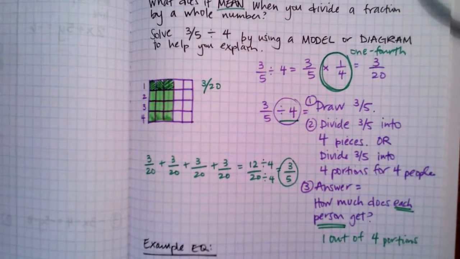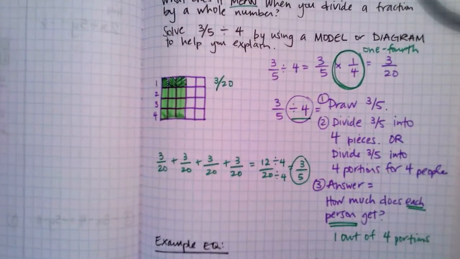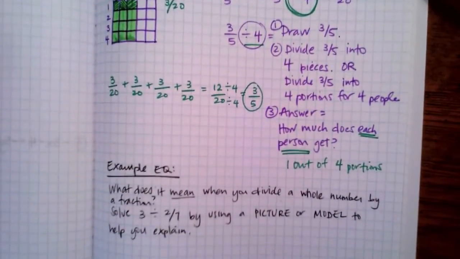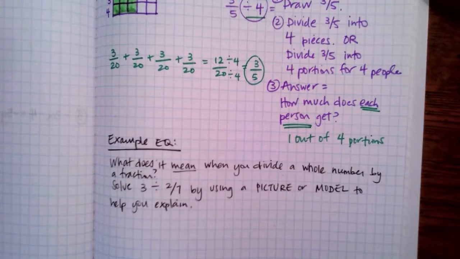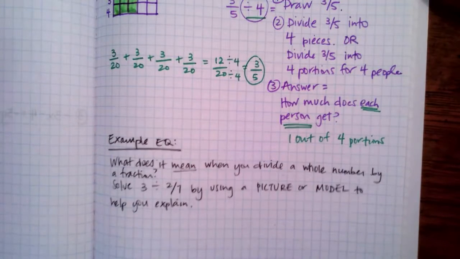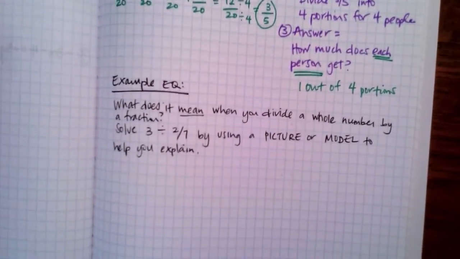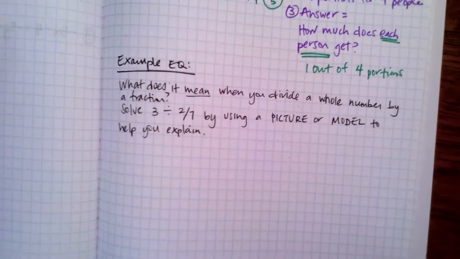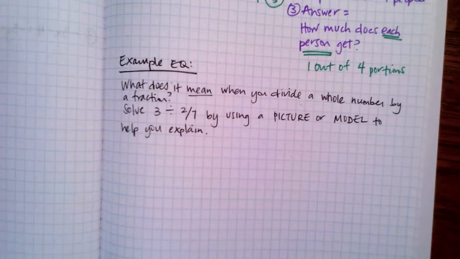I'm going to go on to today's essential question, an example of it. So today's essential question asks, what does it mean, again, when you divide a whole number by a fraction now? So now you have something a little bit different, a whole number by a fraction. You got a question that looks kind of like that, except it looks a little different. This example essential question gives you 3 divided by 2/7. It wants you to use a picture or model to help you explain.